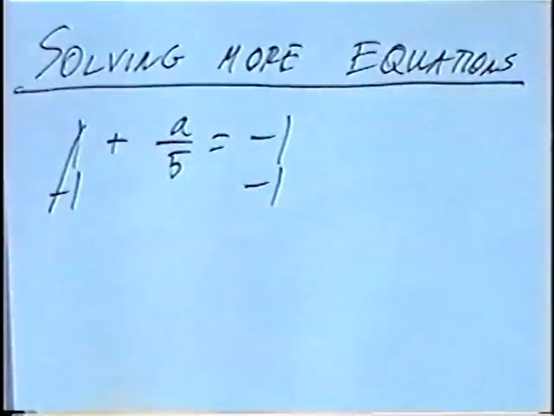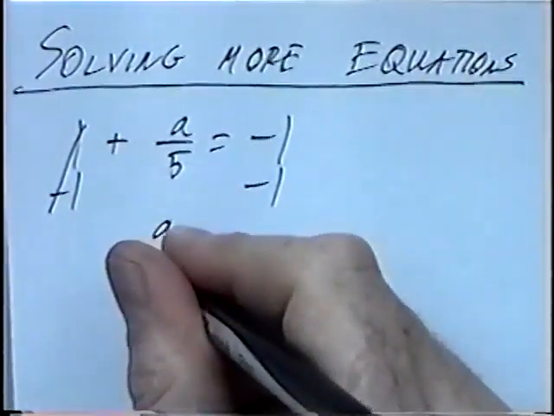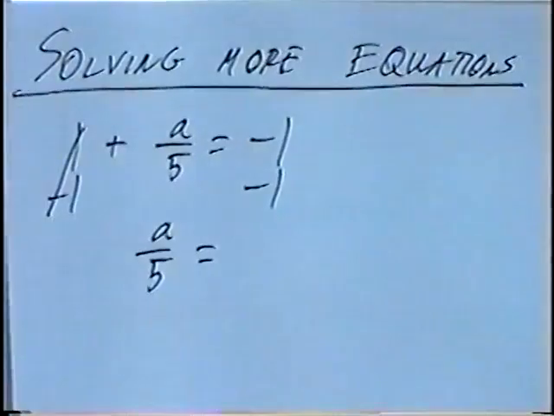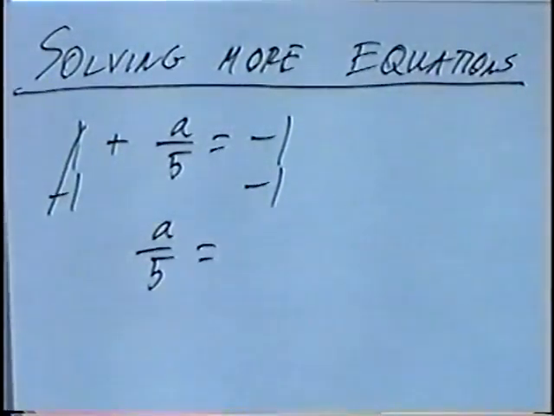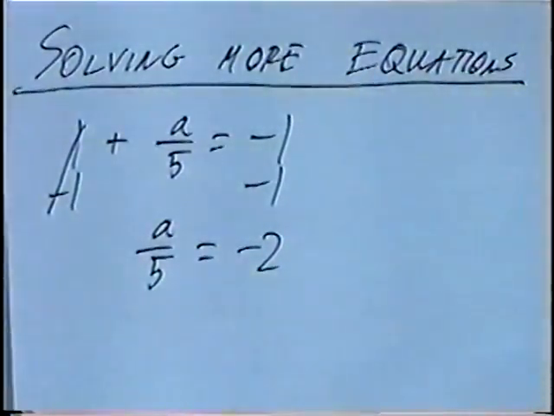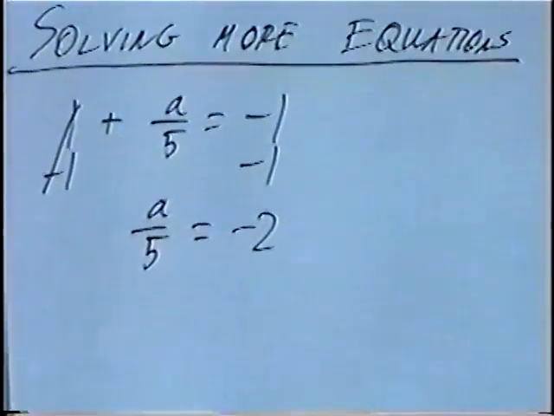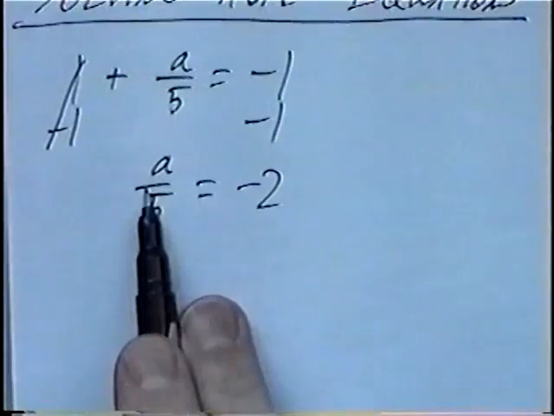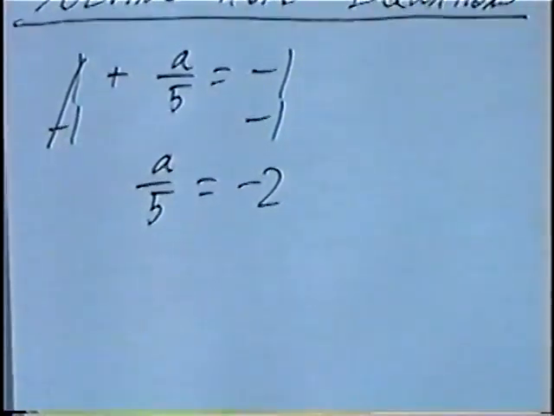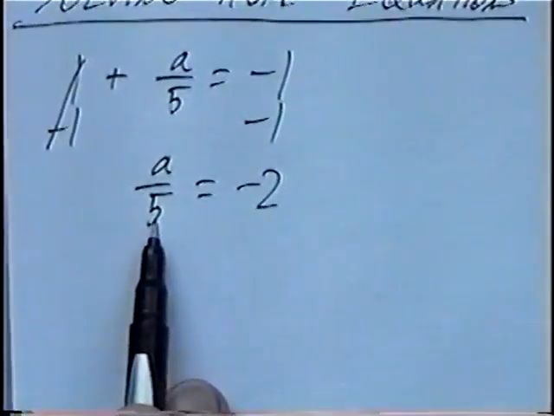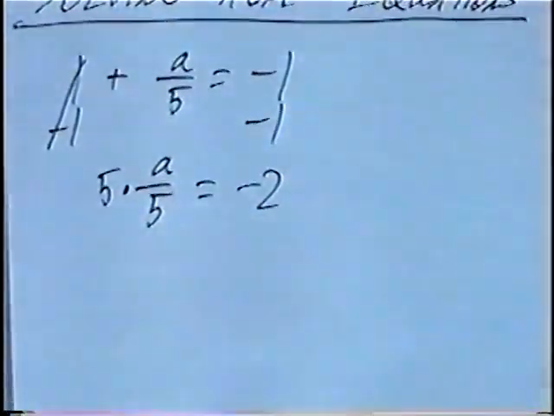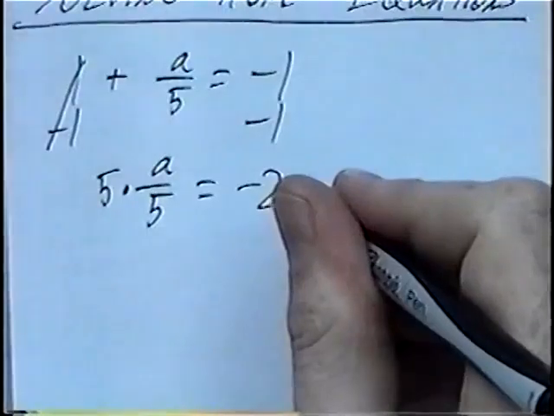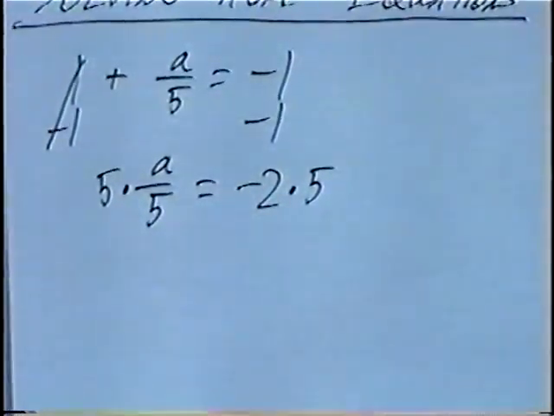1 minus 1 would cancel out. A over 5 would stay the same. And negative 1 minus 1 would be negative 2. From here, we have a over 5 or a divided by 5. The opposite of dividing by 5 would be multiplying by 5. So we'll multiply both sides by 5.